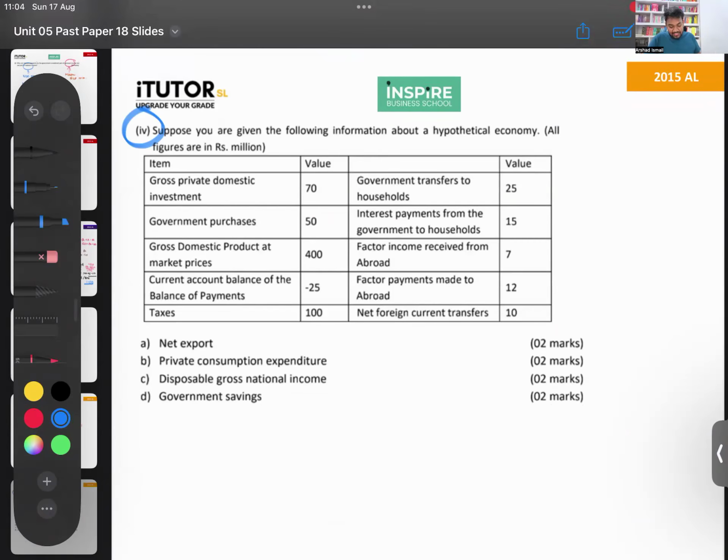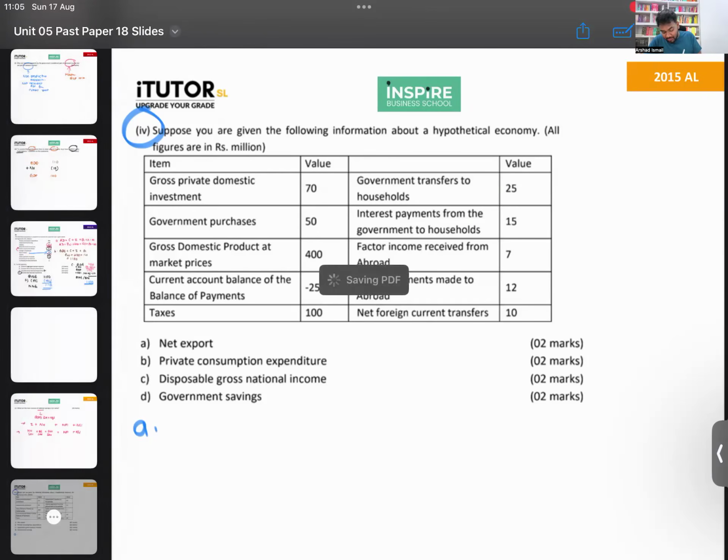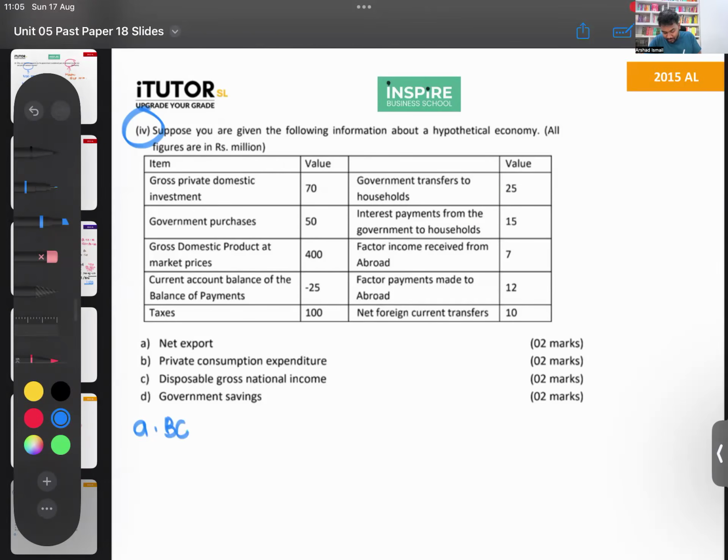Okay, first one is asking for net exports. How do you get net exports in this question? It's an interesting one. You can get it from something we learned in unit number 10, from your BOP current account balance. Remember, your BOP current account balance is equal to your net exports, your net primary income, plus your net current transfers.